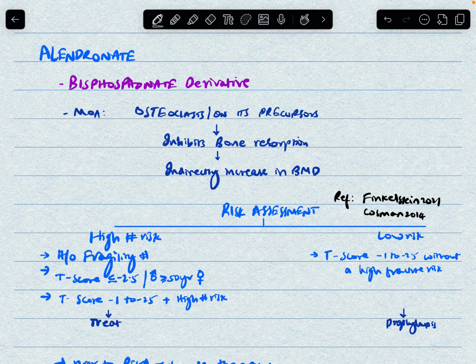Hello and welcome back everyone to this series of episodes on drugs that are used in arthroplasty. In this episode we're going to learn about Alendronate.